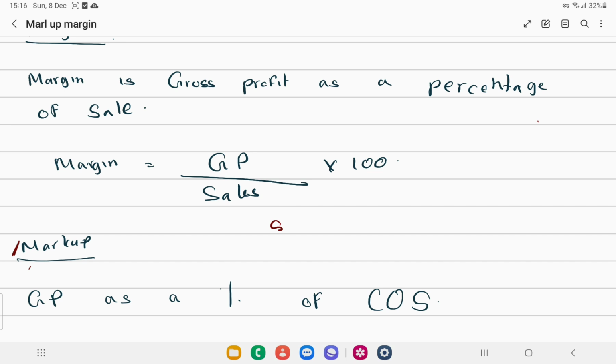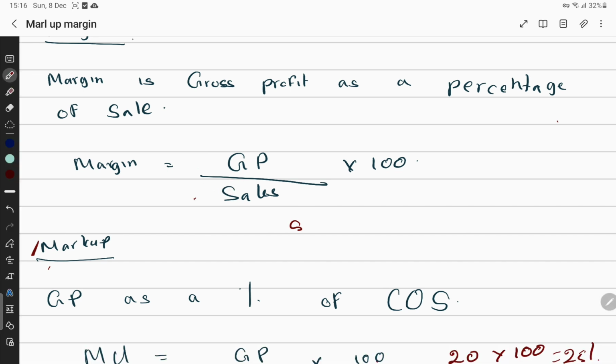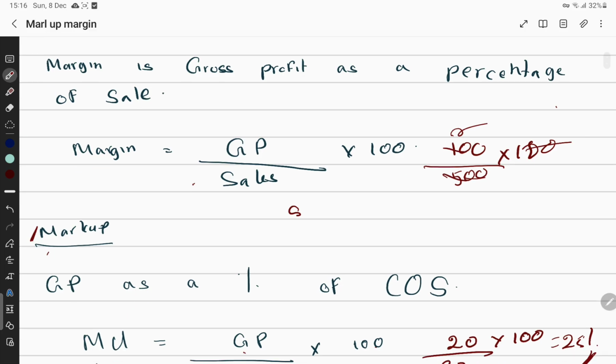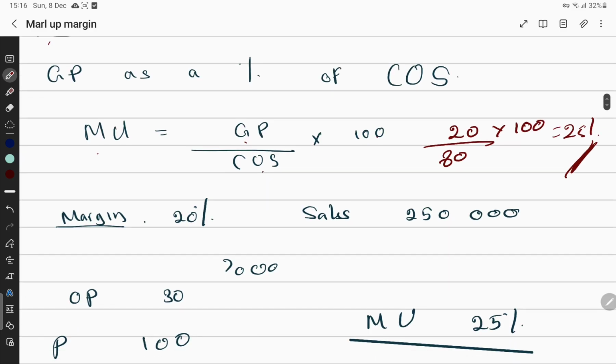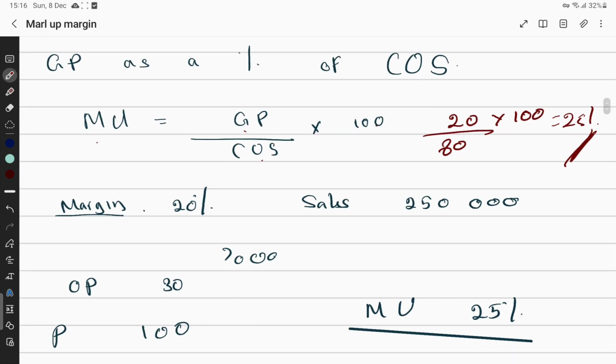If you take the margin, your gross profit over sales into 100, you will get your margin. For example, if your gross profit is 100,000 and your sales is 500,000, into 100, the margin is going to be 20%. So markup is gross profit as a percentage on your cost of sales.